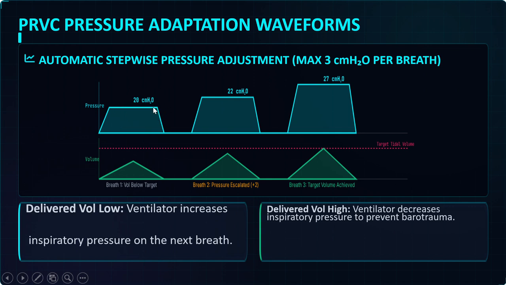If you give the patient a pressure of 20 and the volume does not reach the target, the next cycle will increase the pressure by 2 centimeters of water. If the volume still does not reach the target, it increases again, until the target volume is achieved. If the delivered volume is low, the ventilator increases inspiratory pressure on the next breath. If the delivered volume is high, the ventilator decreases inspiratory pressure to prevent barotrauma.